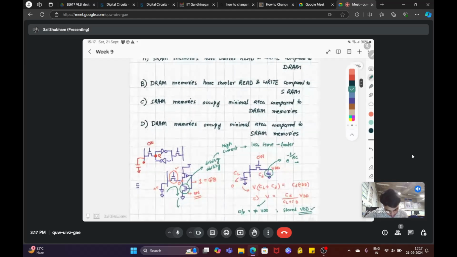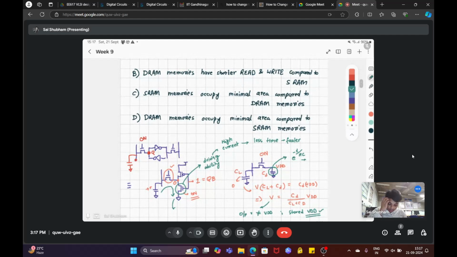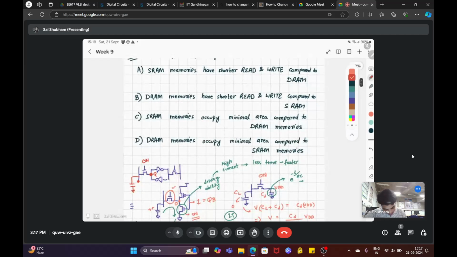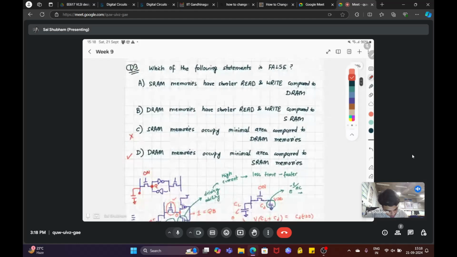Now, what other thing is that SRAM memories occupy minimum area as compared to DRAM. So this is not true because SRAM has 6 transistors, whereas your DRAM has 1 transistor, and the size of your memory is dependent upon the number of transistors it is made up of. Okay, so relatively SRAM takes about 6 times more size compared to DRAM. Okay, so that's why this statement is incorrect. SRAM memories occupy minimum area. Okay, DRAM memories occupy minimum area compared to SRAM memories. This is correct. DRAM memories have shorter read write compared to SRAM.